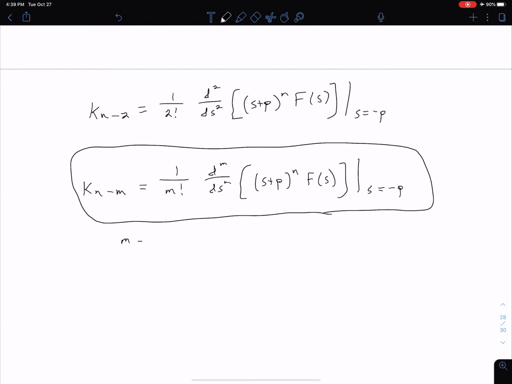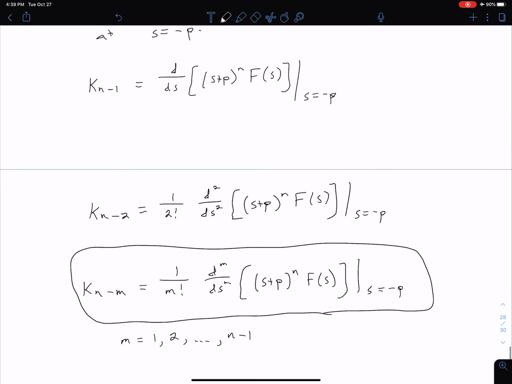And in this case, our m is equal to 1, 2, and so on, all the way up to n minus 1. What we can see here is that our m equals 1 case would be up here, and this would be our m equals 2 case over here. If we're using this general equation, an important thing to be able to do is identify what your m value is and what your n value is, so that you can plug in the appropriate way.